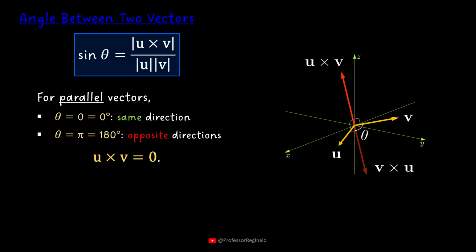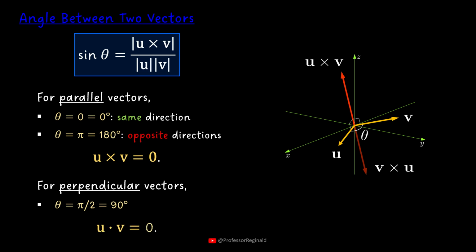The dot product has a somewhat similar property. For perpendicular vectors, that is, the angle between them is 90 degrees, their dot product is equal to 0.